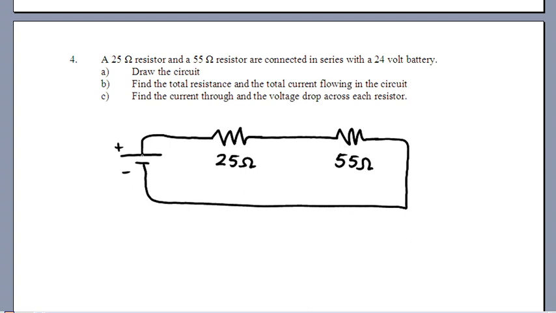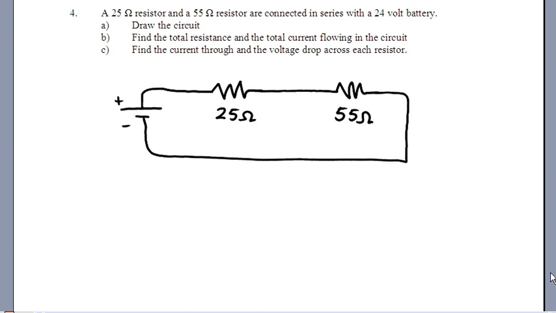Great. So I've drawn this circuit. So far, so good. And the current's going to come out of that positive end of the battery and head towards the negative. And the next question is, can you find the total resistance and the total current flowing in the circuit? Sure, yeah, we can do those. Those are actually pretty easy.